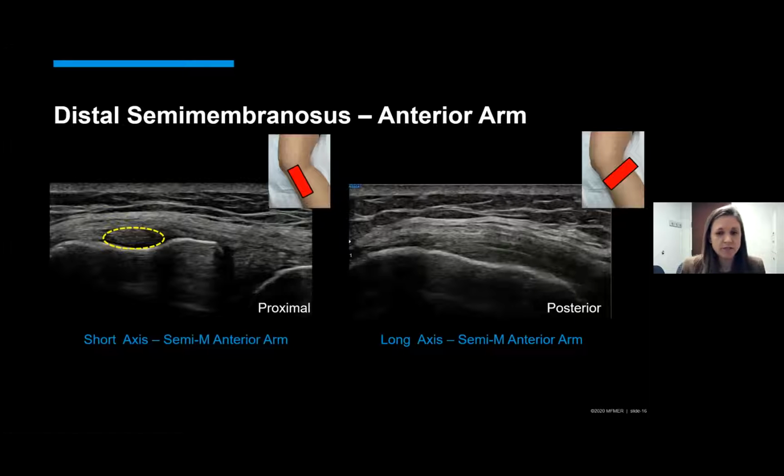The semimembranosus bursa, which is not evident in our patient, is also an important structure to keep in mind in this location. It's an inverted U shape, or kind of sideways horseshoe shaped bursa. It surrounds the distal semimembranosus tendon and separates the tendon from the medial tibial plateau, the MCL, and the semitendinosus.